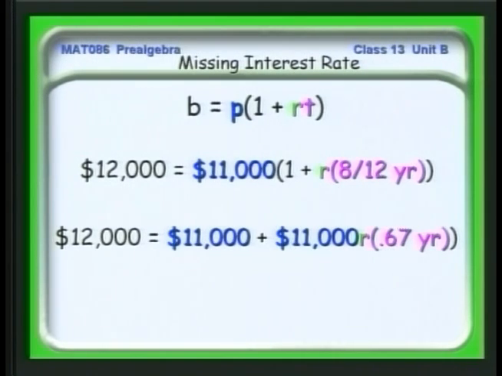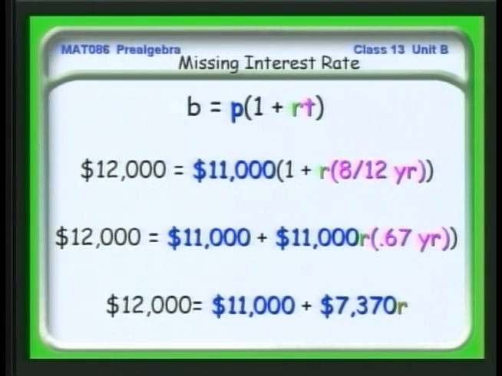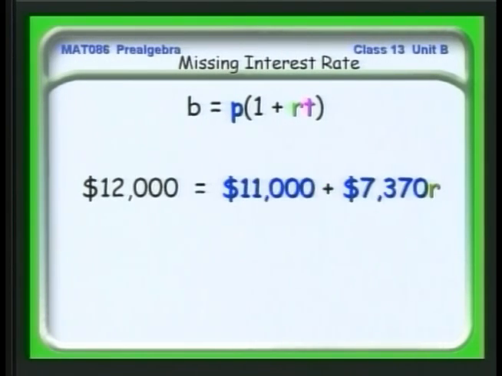We write this out now, we expand this. We need to solve for the unknown R. $12,000 is equal to $11,000 plus $11,000 times R times 0.67, which is basically 2/3 of a year. We do the mathematics, so we get the equation now. 12,000 is equal to 11,000 plus 7,370 R. We need to solve this for R, the interest rate.